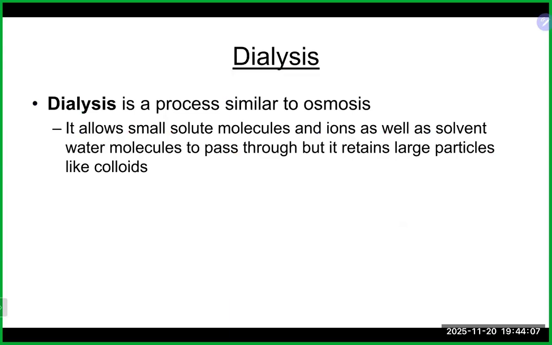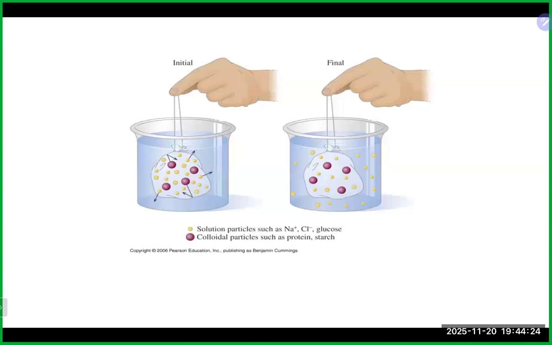Now, dialysis is a similar process. Dialysis allows small molecules and ions as well as solvent molecules to pass through, but it does retain large particles like colloids. We use dialysis, right, to filter out in our body certain things we don't want. You could also do it in the laboratory in a dialysis bag, which, even though you might not be able to see it, has holes in the bag which allow certain size molecules to come out of the bag and keep other ones in there.